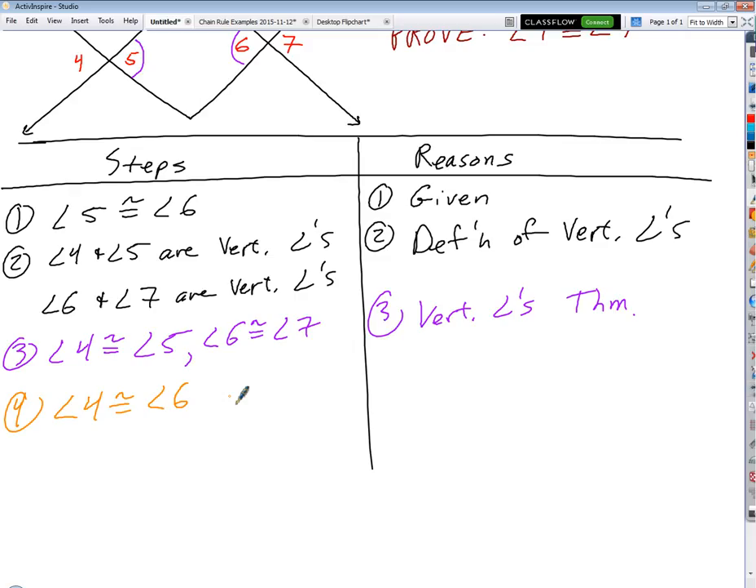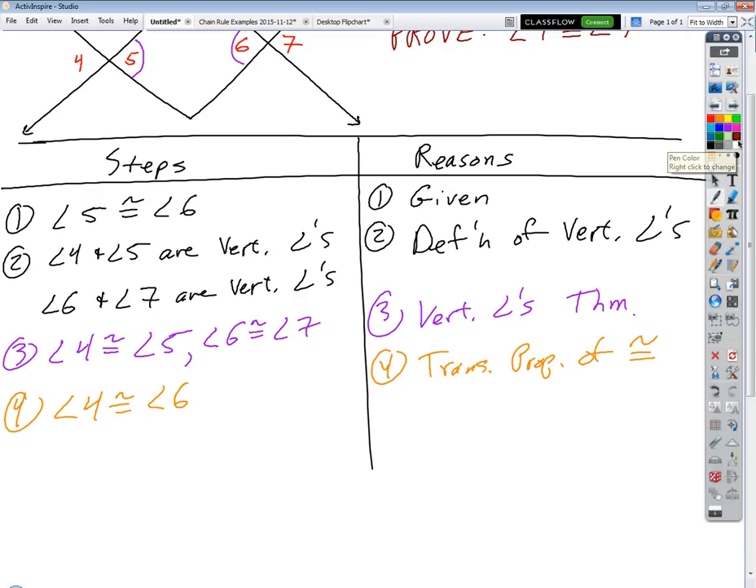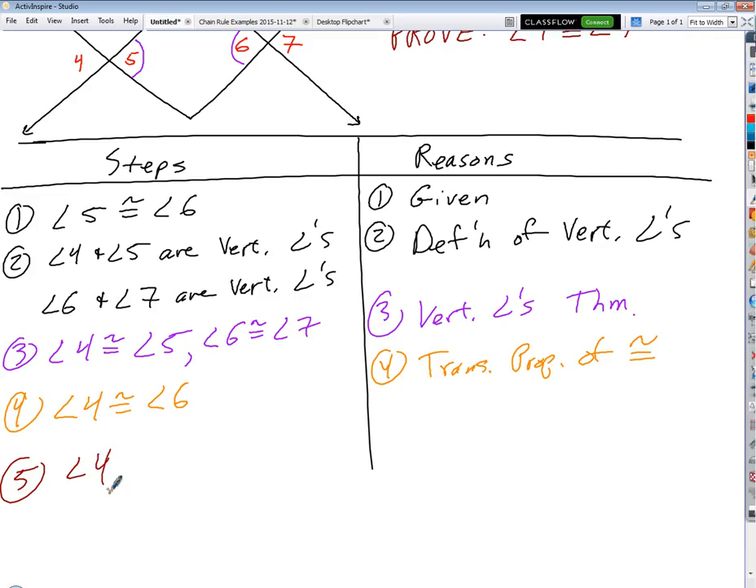I know, we're not quite there though, right? So 4 is congruent to 6, and what's my reason for that? Transitive. Transitive property of congruence this time, right? Not equality. Good. And then the final step. Yeah, we know that 6 and 7 are congruent, and so if 4 is congruent to 6 and 6 is congruent to 7, then 4 is congruent to 7. And what, of course, is my reason for that? Same thing we had there, right? Okay. Make sense? Okay.